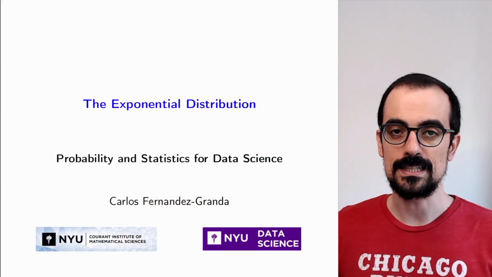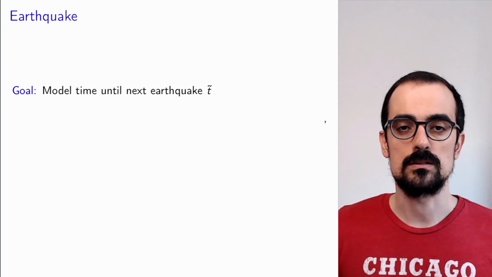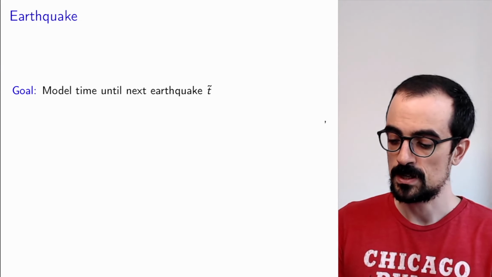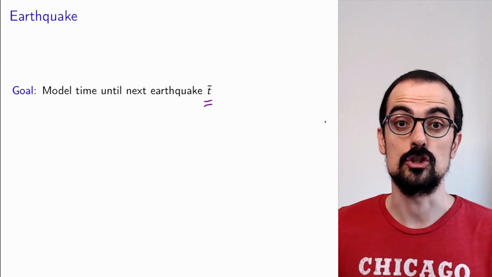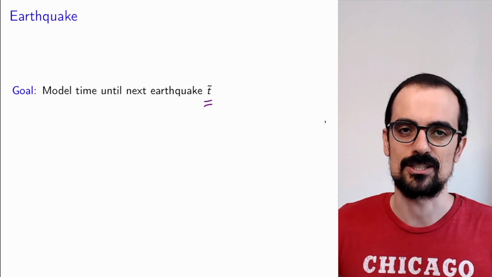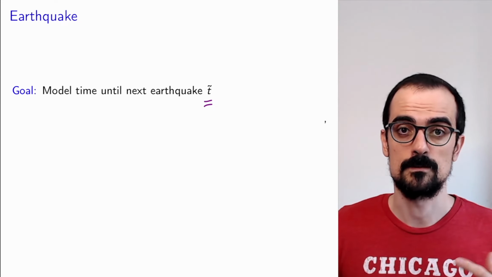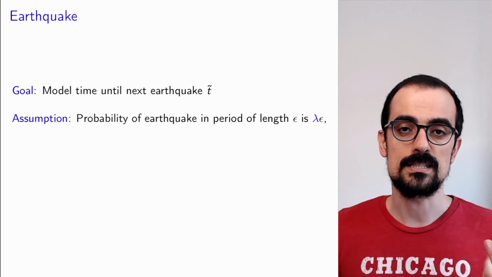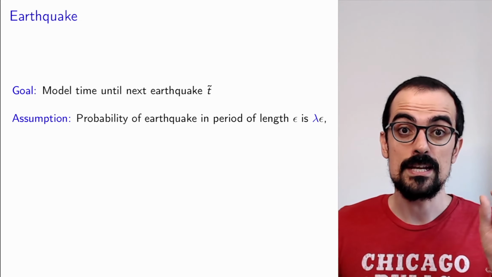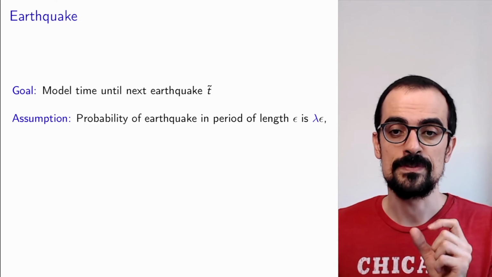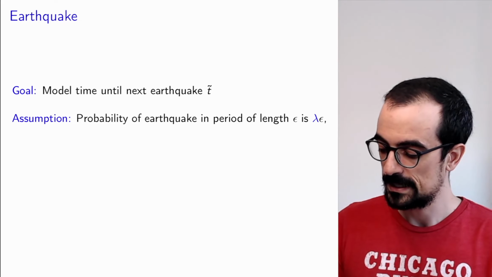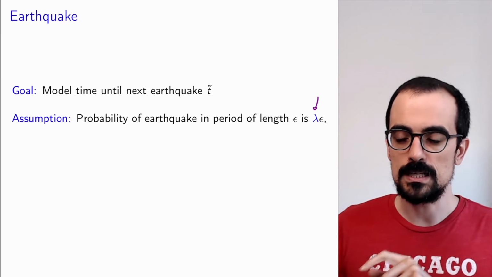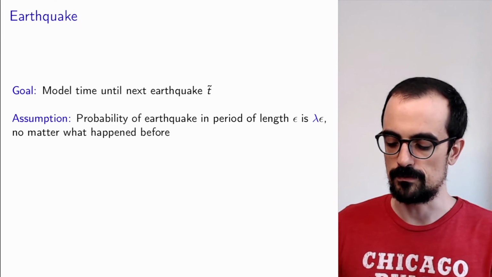We're going to use a motivating example where we want to model the time until an earthquake occurs. And that time is represented by a random variable t, which is a continuous random variable because we're modeling time, so it's natural to represent it as being a continuous quantity. We're going to make the following assumption in order to build a model, which is that the probability of an earthquake within a period of length epsilon is equal to lambda epsilon, where lambda is some constant that captures the rate at which earthquakes occur. And this probability is the same no matter what has happened before.